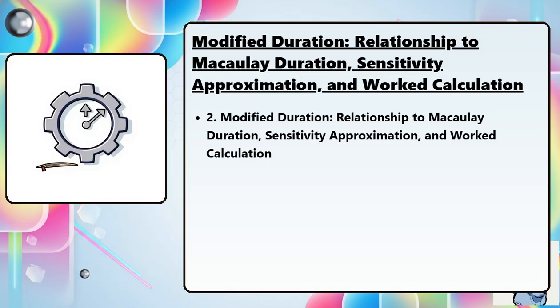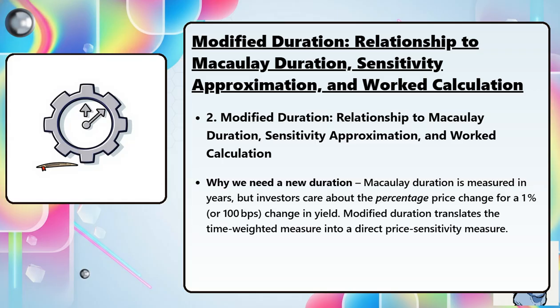2. Modified duration. Relationship to Macaulay duration, sensitivity approximation, and worked calculation. Why we need a new duration. Macaulay duration is measured in years, but investors care about the percentage price change for a 1% or 100 basis points change in yield. Modified duration translates the time-weighted measure into a direct price sensitivity measure.